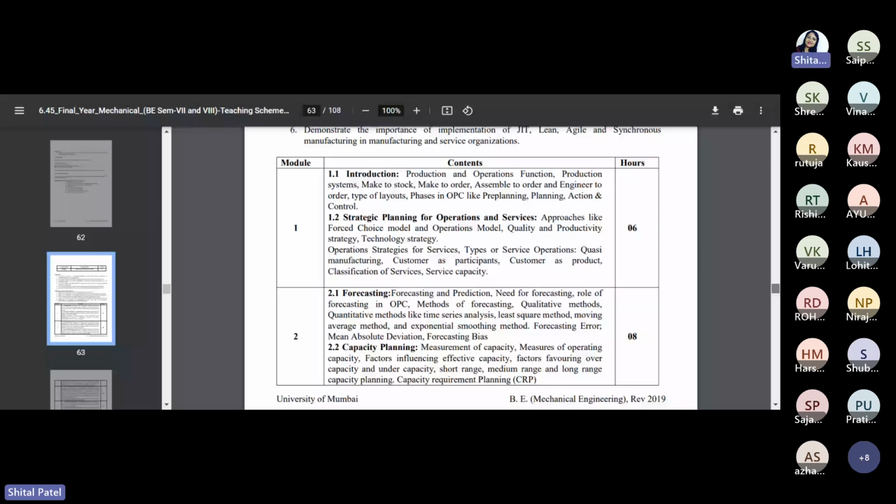Right? Yes, of course. If short notes are going to be asked, then it can be in terms of the differentiation of forecasting and prediction, right? That I have already explained in this slide. It can be in terms of a short note on need for forecasting, right? Then role of forecasting in OPC.